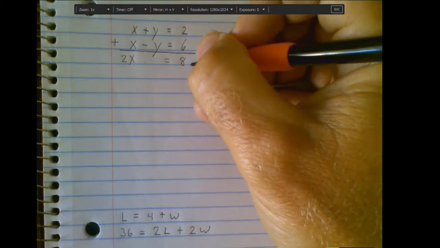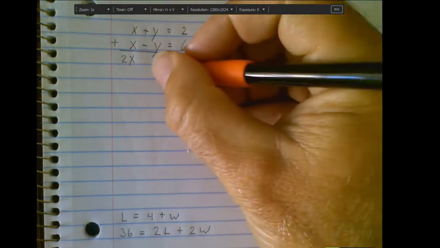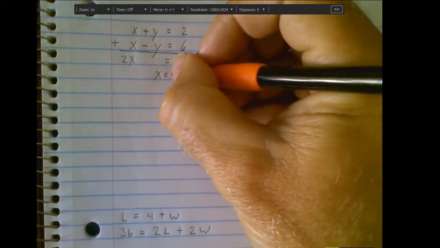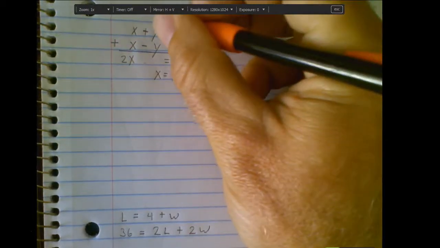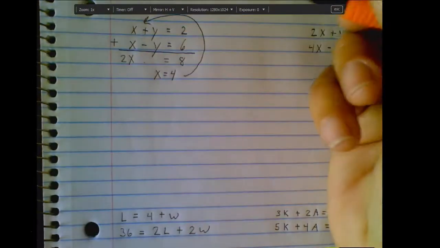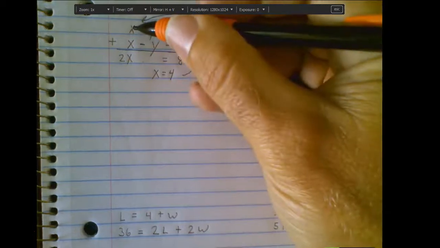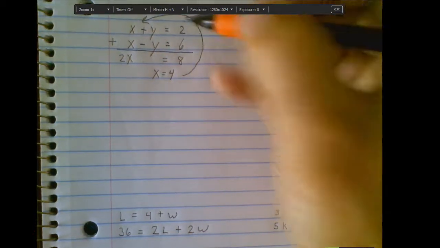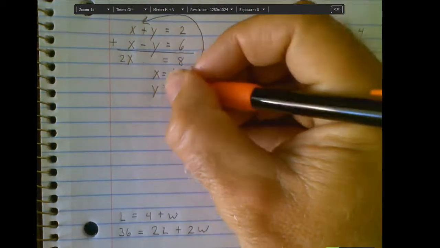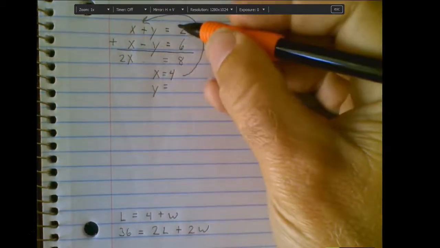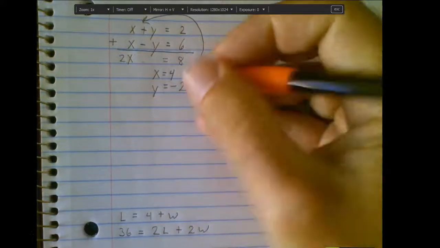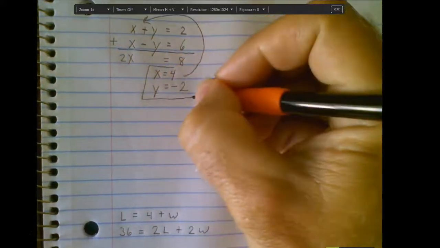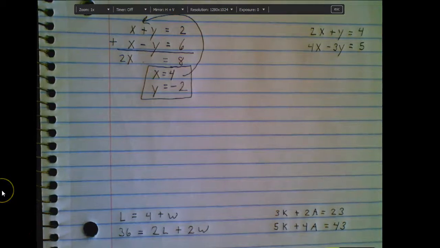Now I have a really easy equation to solve. If I divide both sides by 2, I get my solution for x. And if I just pick any equation and sub it back in, I can solve for my y value. So if I put a 4 right there for x, 4 plus y equals 6, and we can now solve that equation for y. If I subtract the 4 from both sides, I get my value for y. So those are the two solutions that we came up with for him. That was the elimination method.